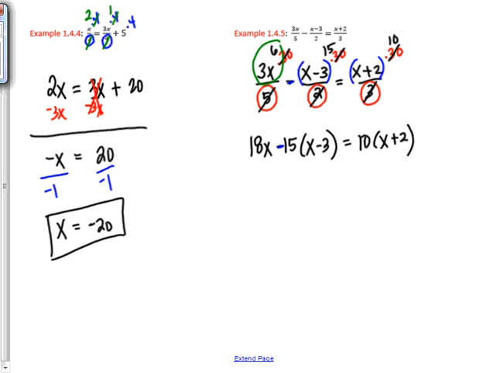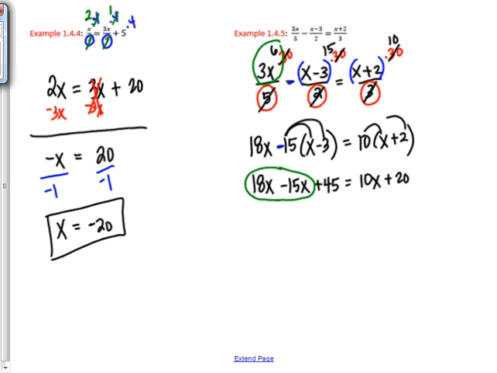Okay. All right, so let's distribute that -15. So -15 times x is -15x, and -15 times -3 is +45. And if I distribute the 10 over here, I get 10 times x and 10 times 2. Alright, so I get 10x plus 20. Clean it up. Like terms. What is 18x minus 15x? It would be 3x.